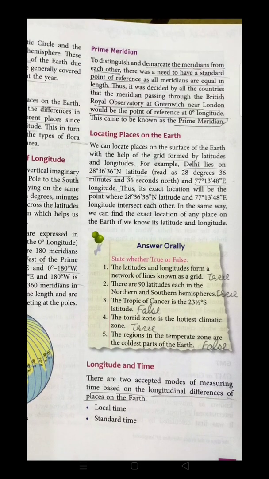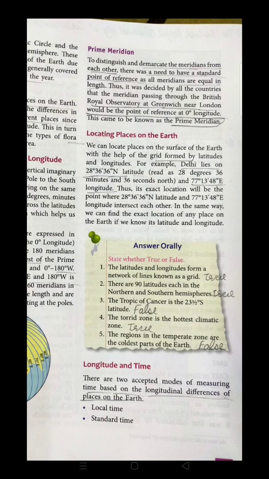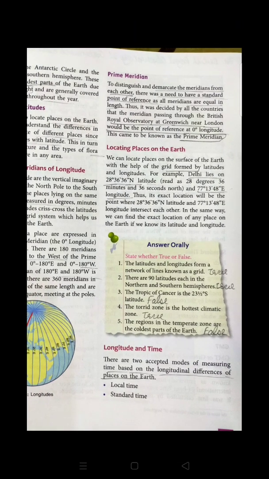Now we are going to understand longitude and time: how with the help of longitude we can understand time. In this we will discuss local time, standard time, GMT, and how we can calculate the time. Longitudes are the accepted means of measuring time and the longitudinal differences of places. That is, local time is there, and standard time is there.